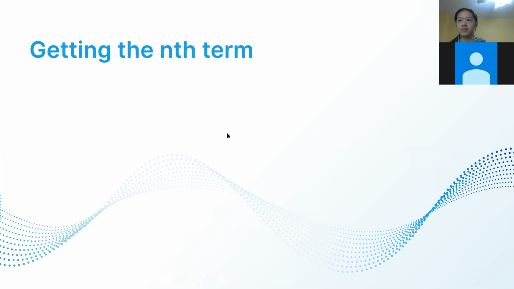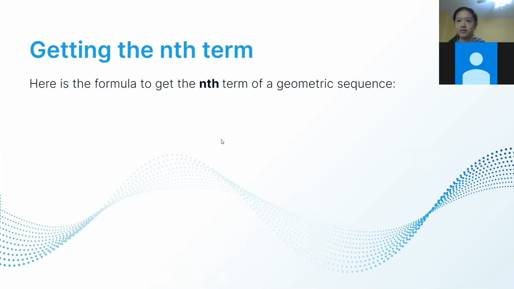So now we're going to focus on getting the nth term of a geometric sequence, which basically means getting a specific term in a geometric sequence. If you wanted to find the 8th term, but you don't want to list out all the terms, then you can just use this. I highly encourage you to write this down somewhere if you are taking notes.